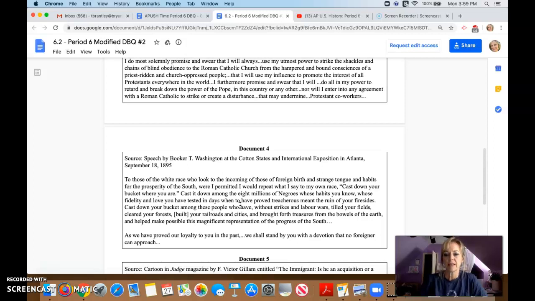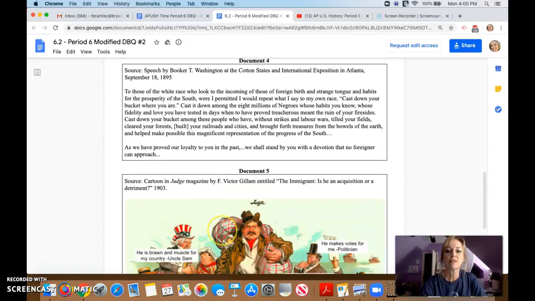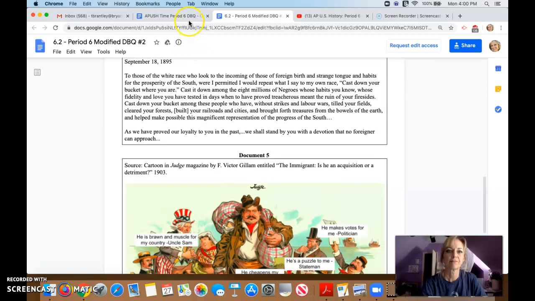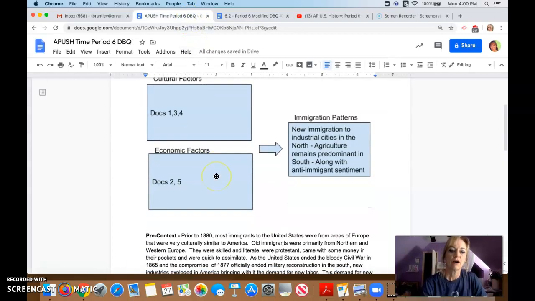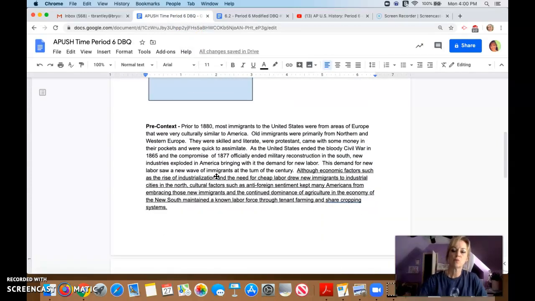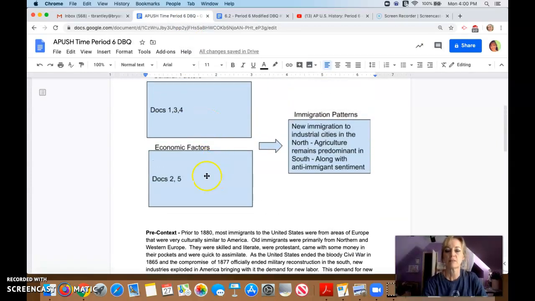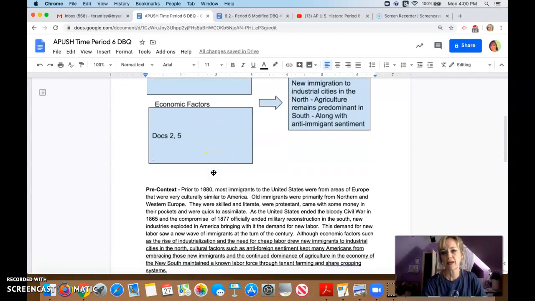And in other words, he encourages agriculture to keep with the former slaves. And so we're going to put that in our economic. Oh, wait, did I put that? I'm sorry, document 4, we're going to keep that in our cultural box. I'll explain that here in just a minute. And then document 5 in our economic box.